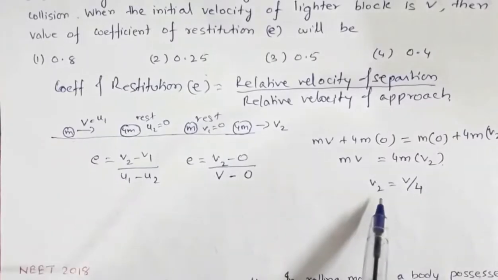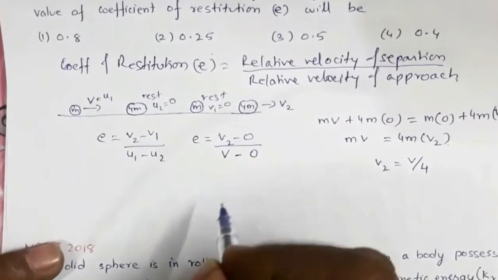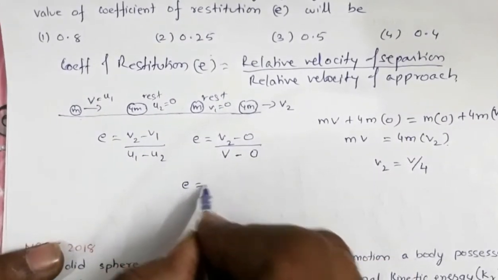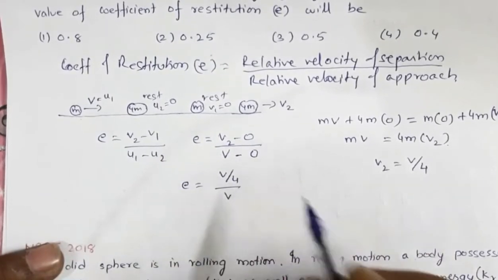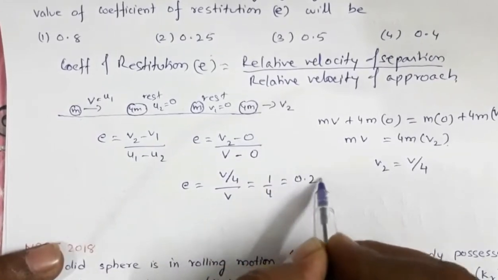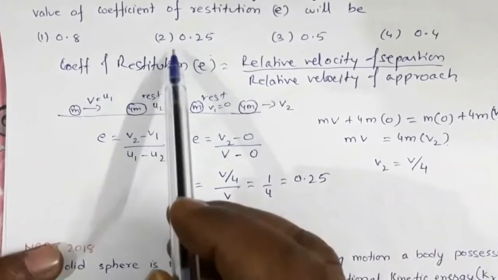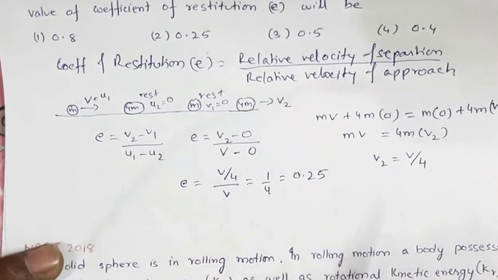If we substitute this value over here, we have E equal to v2, which is v by 4, divided by v. So that is equal to 1 by 4 or 0.25. So among the given options, option 2 is the correct answer.